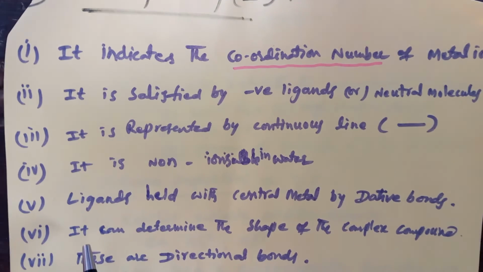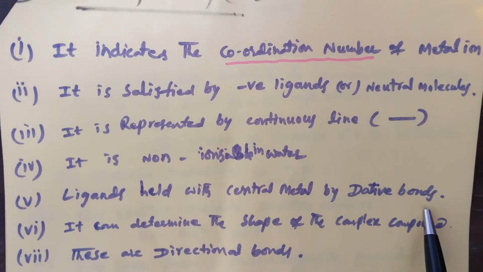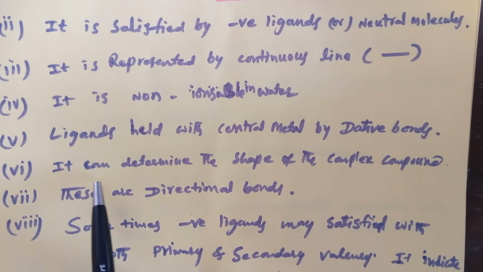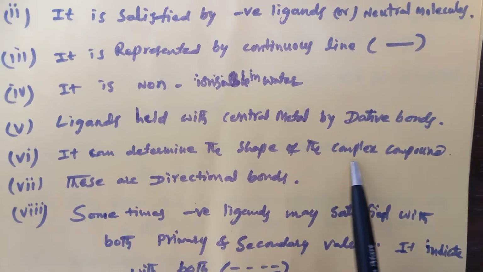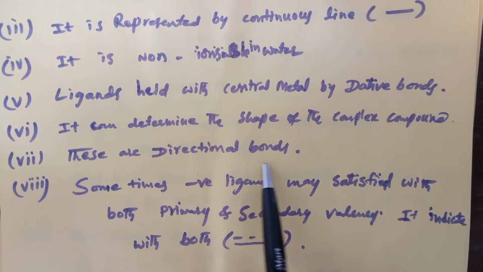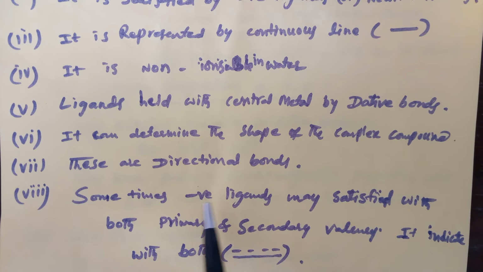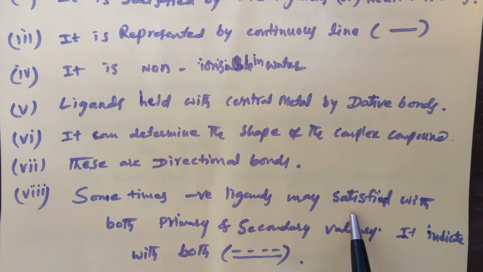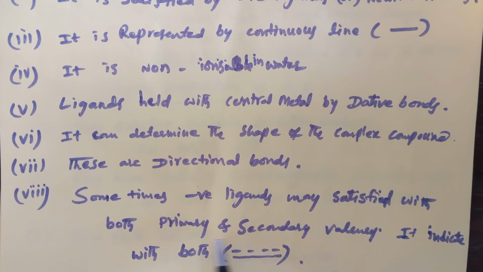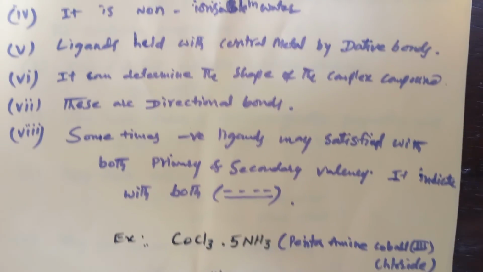Fifth point, ligands are held with the central metal by dative bonds. Sixth point, it can determine the shape of the complex compound. Seventh point, these are directional bonds. And the eighth very important point, sometimes negative ligands satisfy both primary valency and secondary valency, indicated with both a dotted line and a continuous line.